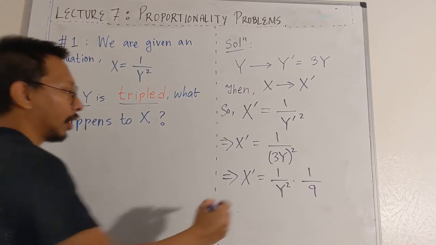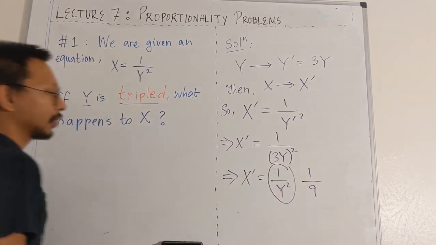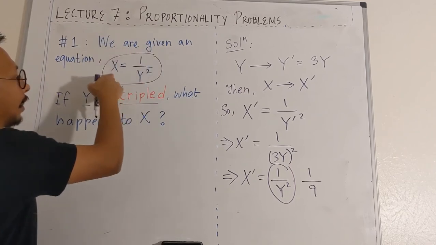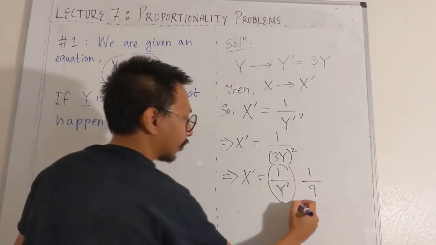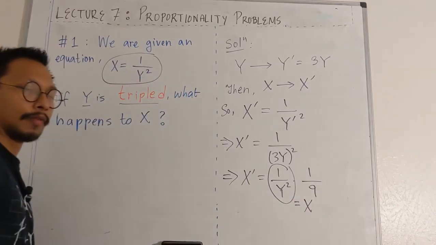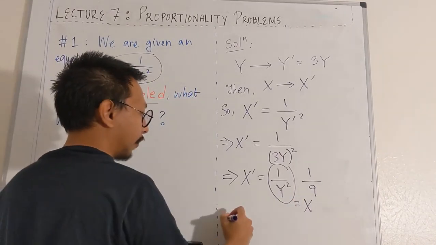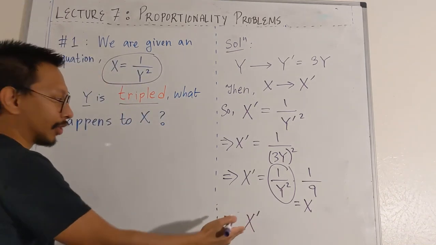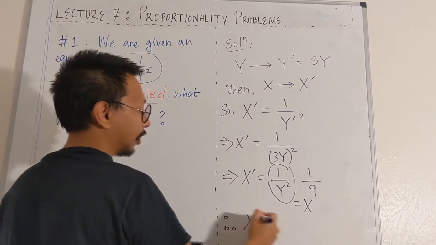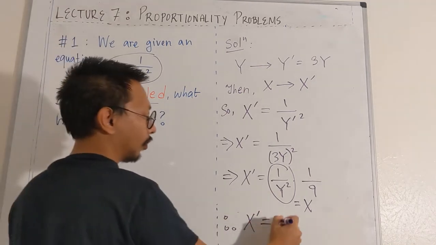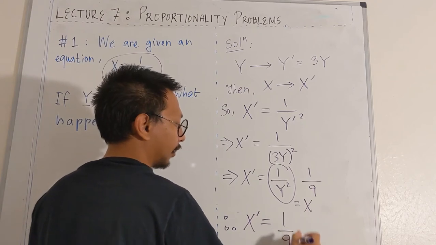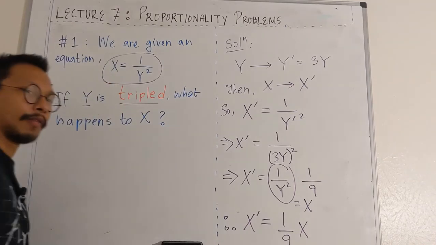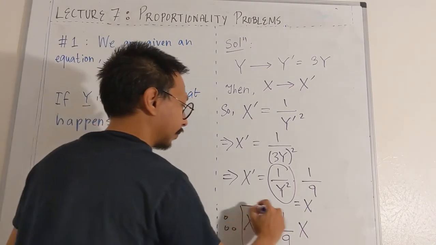Now 1 over y squared, what was that? 1 over y squared was in fact equal to x. So this is actually x, the old variable. Therefore, this is how x has changed. The new x has become x prime, which is equal to 1 over 9 times the old x. So x has decreased by a factor of 1 over 9.